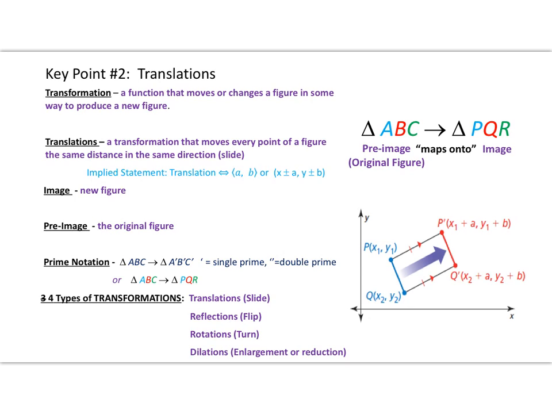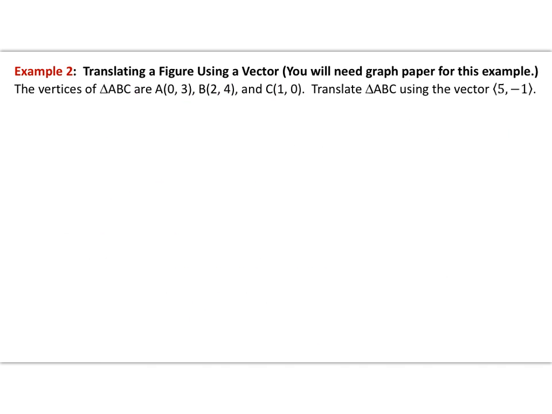So first, starting with a translation, we can add some value of A to X values, and then some value B to our Y coordinates. And notice that we maintain size and shape. All right, so let's take a look at example 2, where we will translate a figure using a vector.